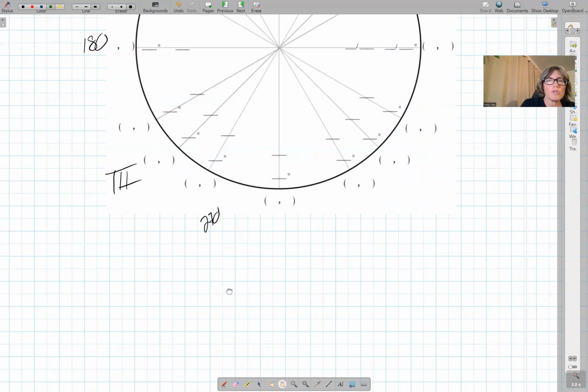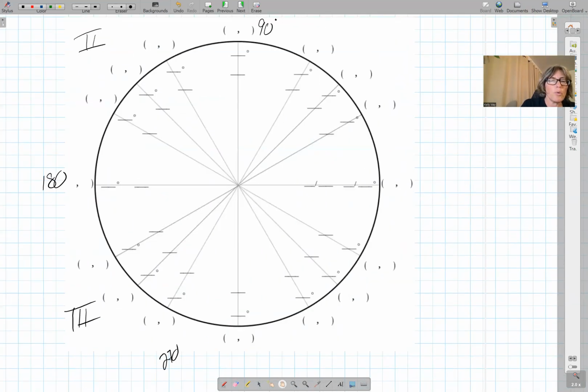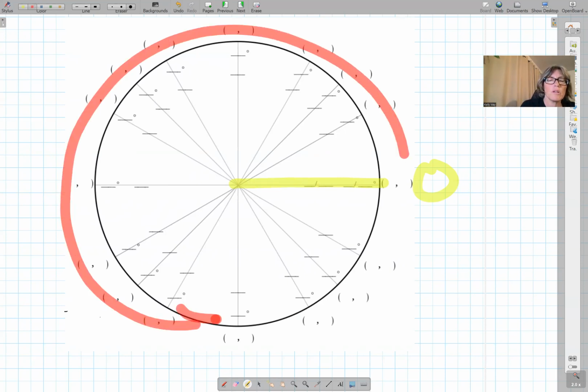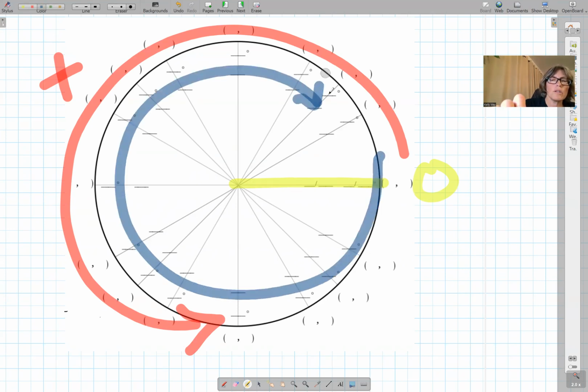So in a unit circle, just as a point of explanation, this would be your 0 point. When you're traveling counterclockwise, you are traveling in the positive direction. When you're traveling clockwise, that is the negative direction. So that's just one simple thing you need to keep in mind there.